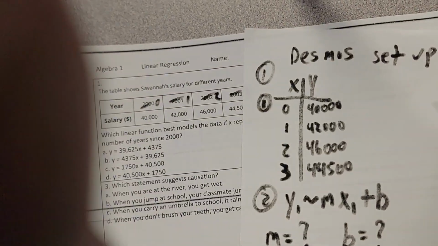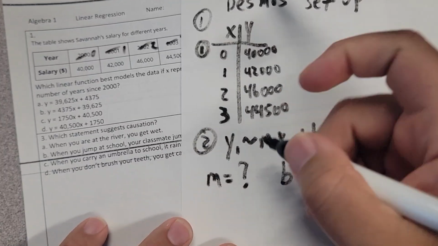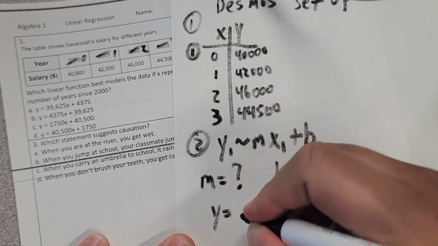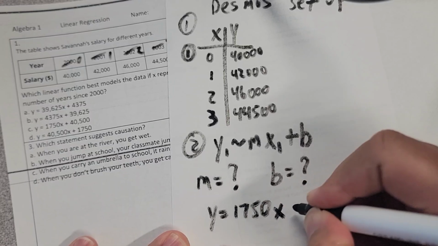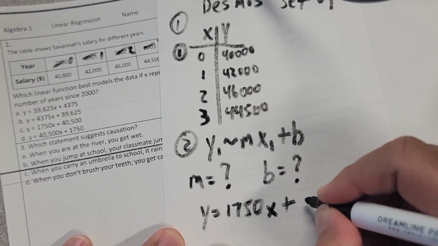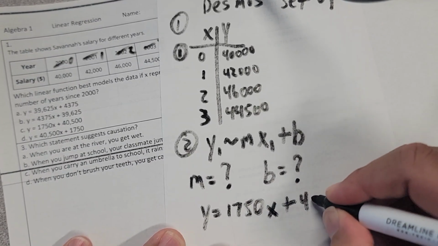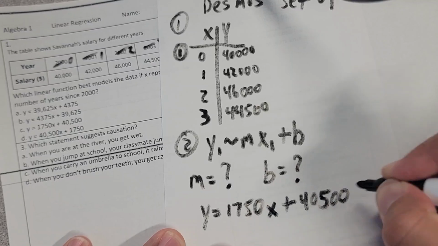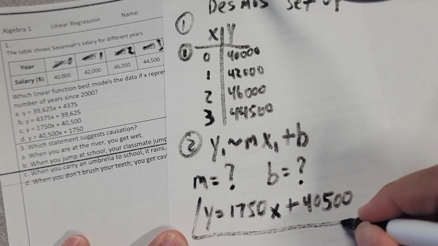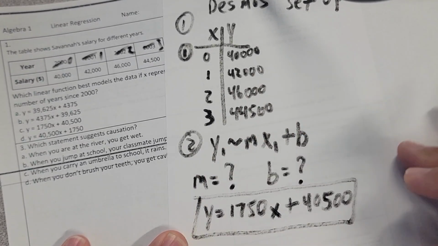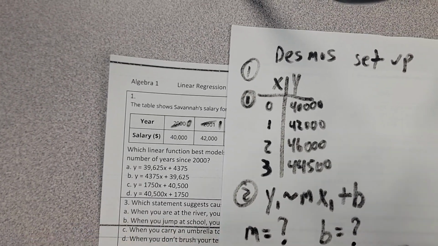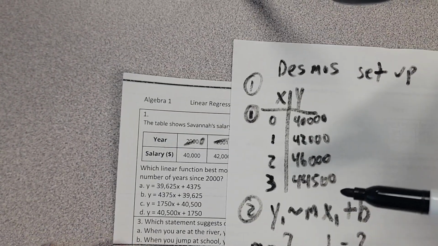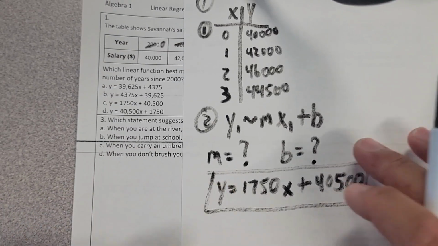All right. So that means that my answer, he wants to stay as y equals, the M number goes first, 1750. Don't forget your X, and then positive because this is a plus because it's a positive 4,500. So this is what they're looking for. All right, so then my correct answer should be C. We're going to circle C to see which one matches.